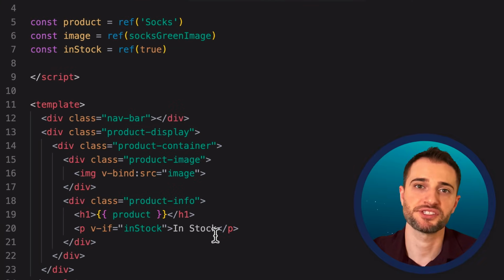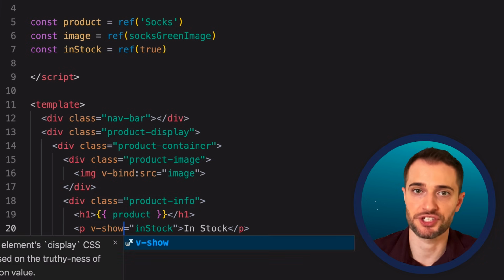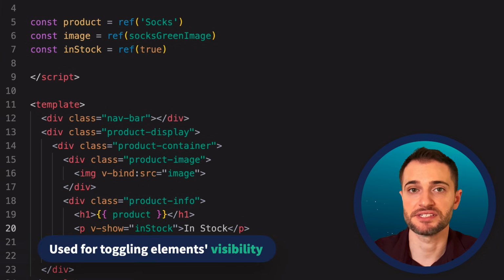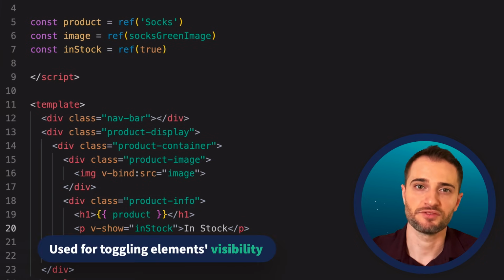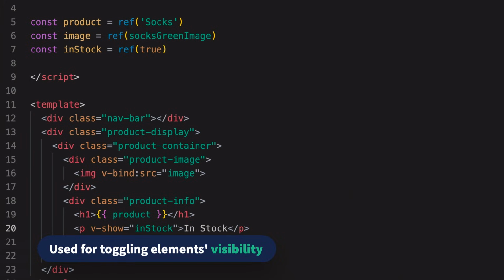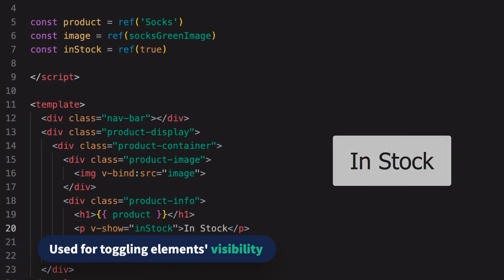Another way to accomplish this same behavior is to use v-show. This is used for toggling an element's visibility. Instead of adding and removing the element from the DOM like v-if does, v-show simply toggles the element's visibility. So as you can imagine, this is the more performant option if you have something that's toggling off and on the screen often, like a modal, for example.